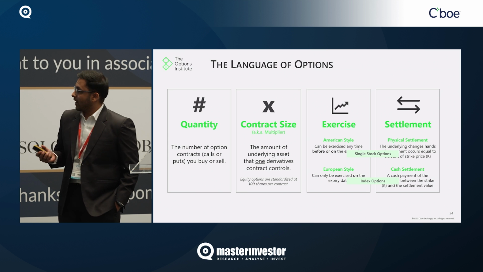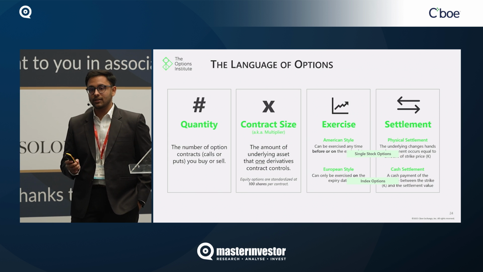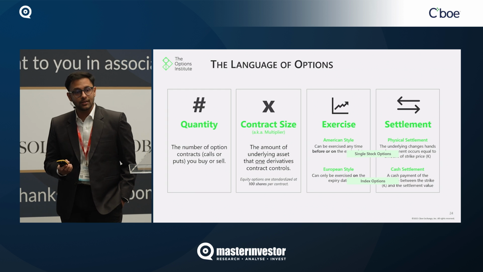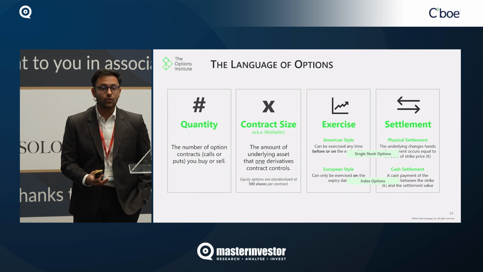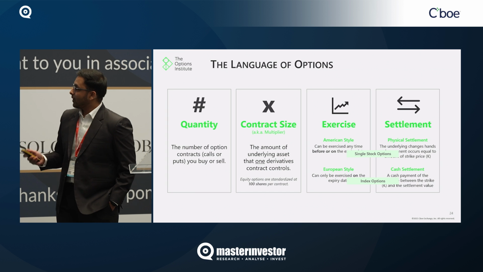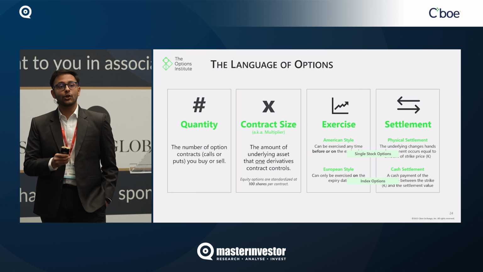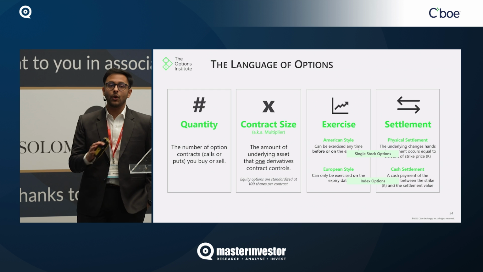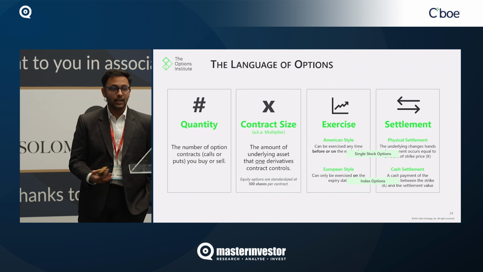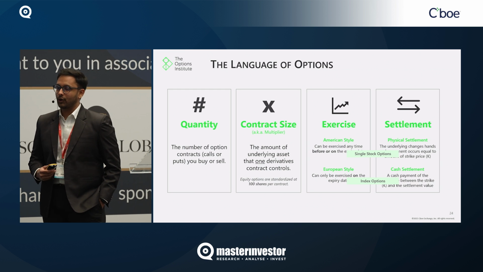Another thing to keep in mind, most single stock options are American-styled options, and they are physically settled. So you'd be liable to deliver the underlying shares or purchase them. But most index options are European-styled only, and they are cash settled. So no hassle of actually delivering or receiving the underlying shares into your portfolio account.